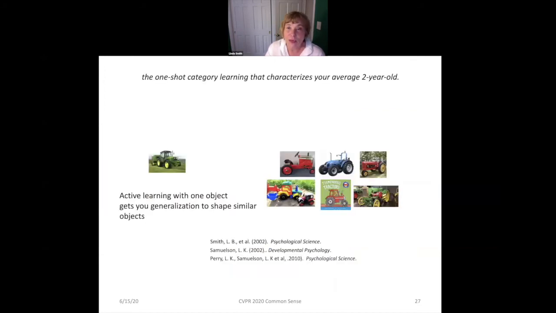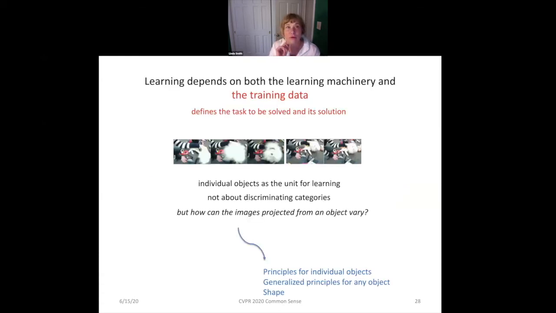I just said that, but I'll say it again. This is how I think we get the one-shot learning that characterizes 2-year-old children. Now, before I conclude, oh, no, I'm not ready there yet. I have a couple more things I want to say.